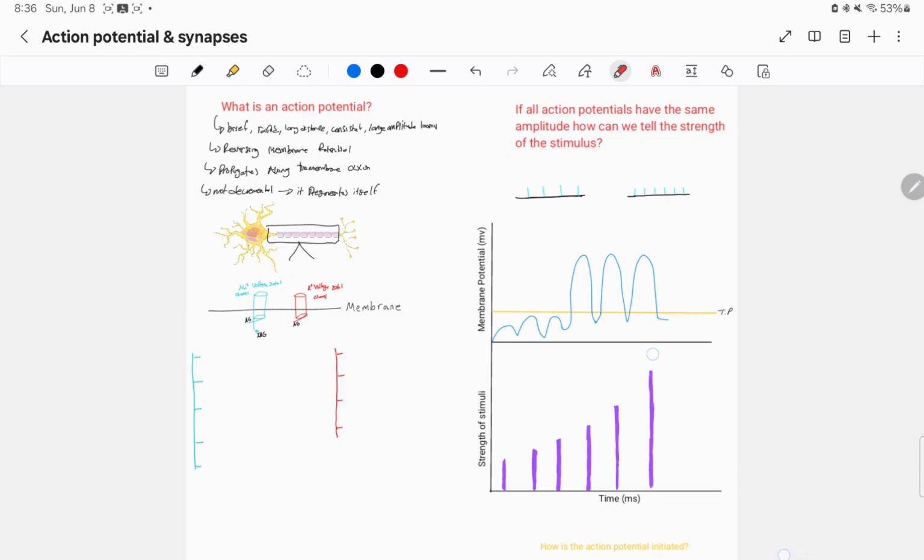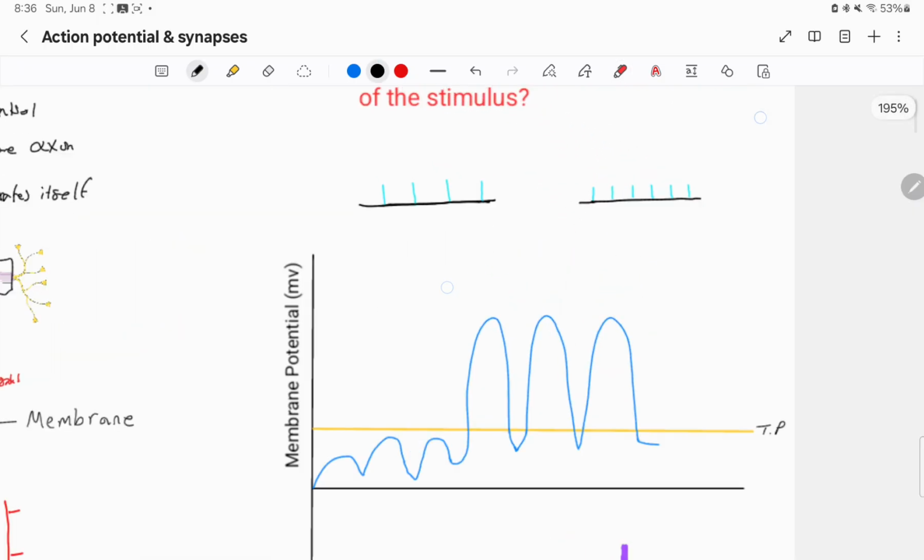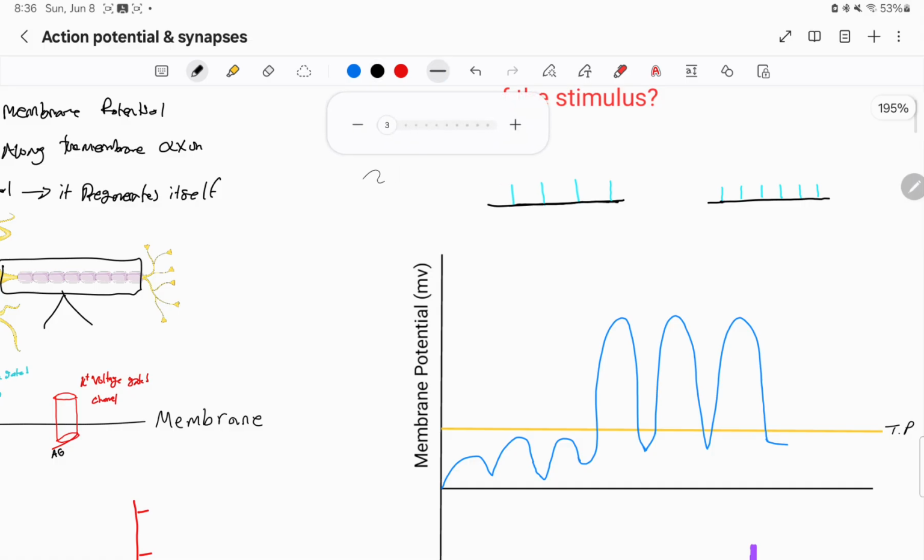Because remember, when we were talking about graded potentials, we said that this was our graph, and the more plus signs, the greater the stimulus, then the greater the actual graded potential would appear on our graph. But for an action potential, how can we tell the strength of the stimulus? Well, it's actually quite easy. You can tell the strength of your stimulus by counting the number of action potentials.